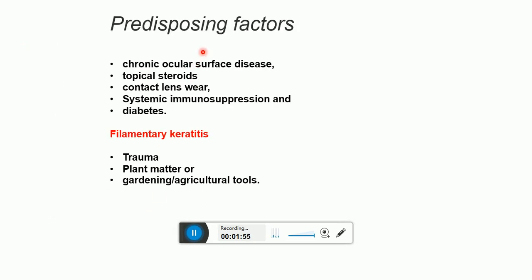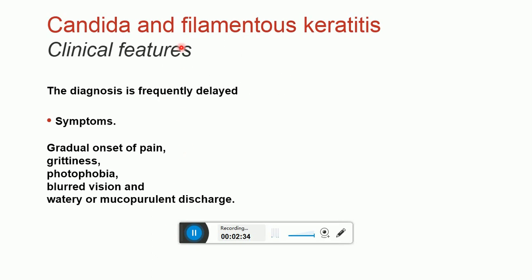The predisposing factors include chronic ocular surface disease, long-term use of topical steroids, often in conjunction with prior corneal transplantation, contact lens wear, systemic immunosuppression and diabetes, while filamentary keratitis may be associated with trauma, often relatively minor, involving plant matter and gardening and agriculture tools. Now we will discuss Candida and filamentous keratitis.